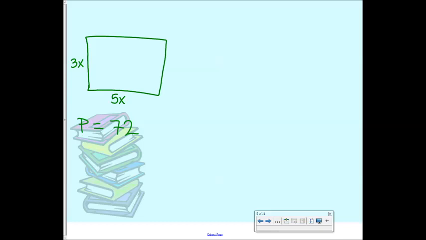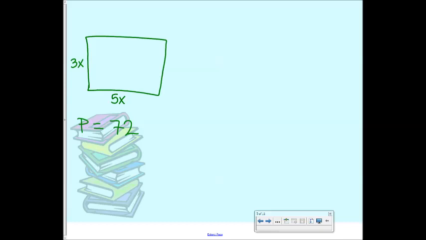3x plus 5x equals 72. Close. So Yurat said 3x plus 5x equals 72, and she's close. 8x? That's 3x plus 5x. So that's also very close. How many sides does this figure have? 4. So you're only taking into account how many of those sides? 2. So what do you need to do?